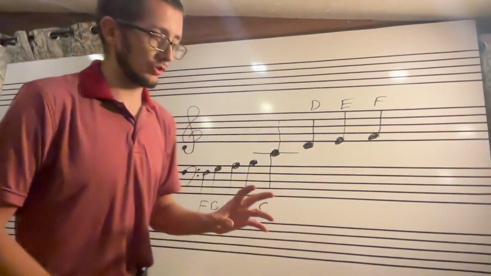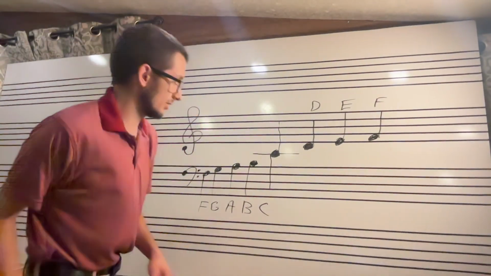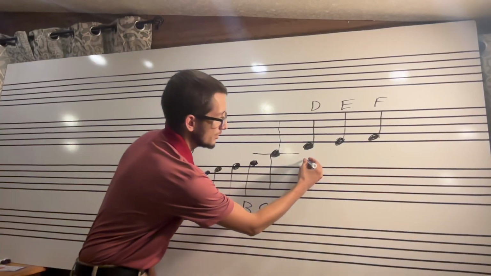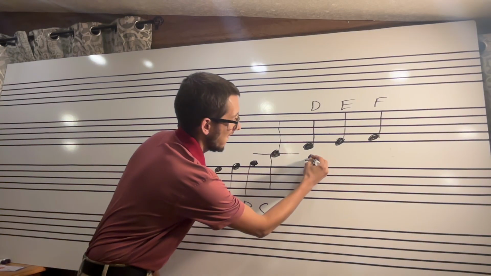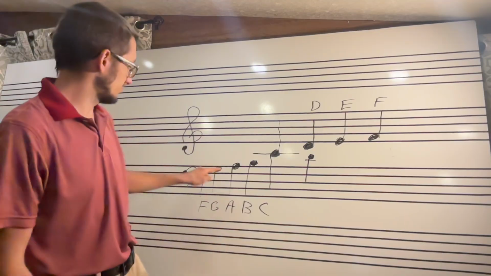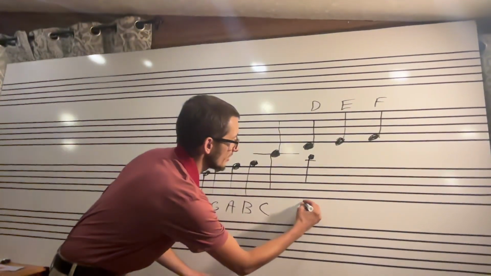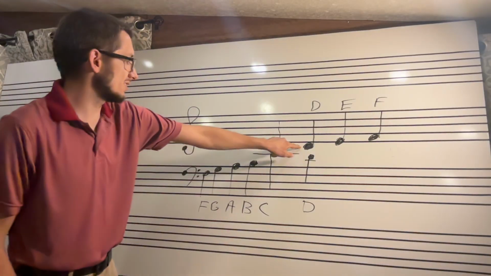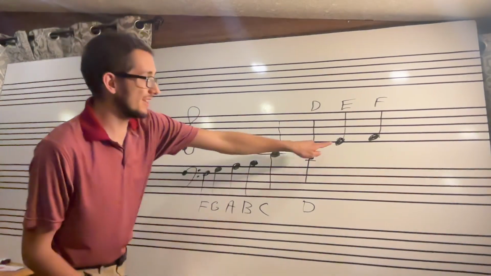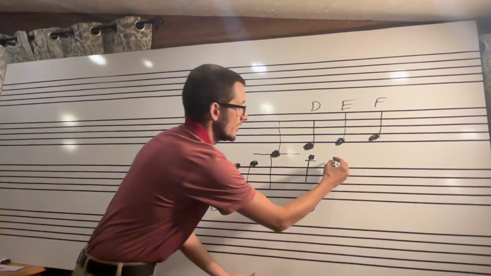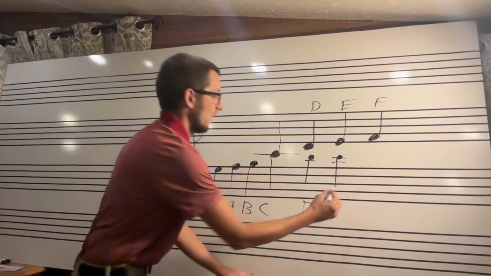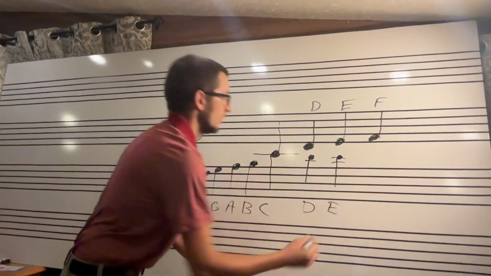And also keep in mind that this note right here, D, you can also think of it as D on the bass clef. So this D right here for the bass clef is the same D as this D right here on the treble clef. And this E right here on the treble clef is the same as this E right here on the bass clef.